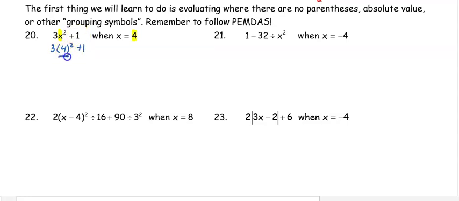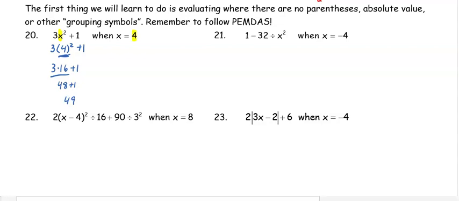So first we have our 4 squared, and so 4 squared would be 16. So we have 3 times 16 plus 1. Then we are to do our multiplication of 3 times 16, which is 48, plus 1 would get us 49.